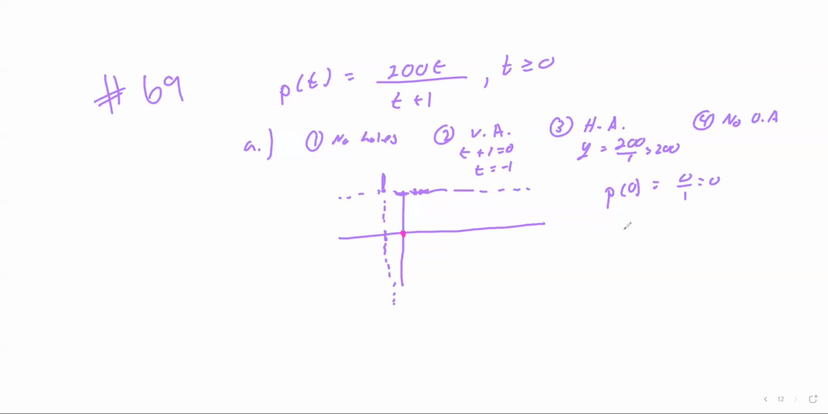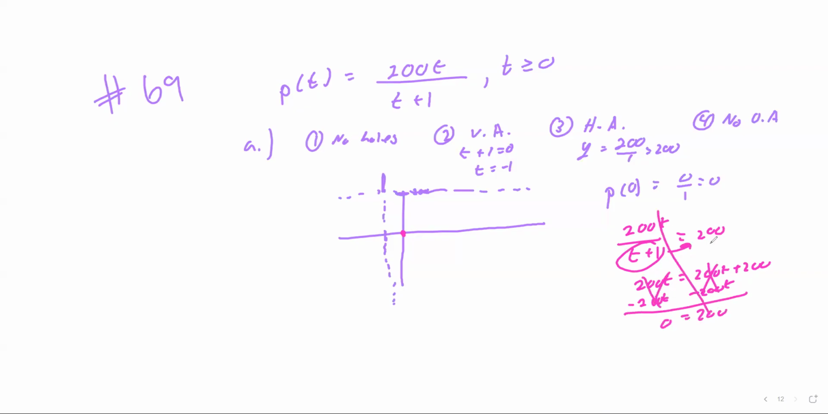Next thing I need to do is just verify that it doesn't cross, or maybe it does. All right, when I do that, again, taking this times this, I get 200t equals 200t plus 200. So I'll subtract 200t. When I do that, that gives me 0 equals 200, which is not true. So it does not cross this horizontal asymptote. I just need to know, does it go this way or does it go this way? So I'm going to choose P of 1. And when I do that, I get 200 over 1 plus 1, which is 2, which gives me 100. So that's going to be above the x-axis, so that's going to give me something like this.